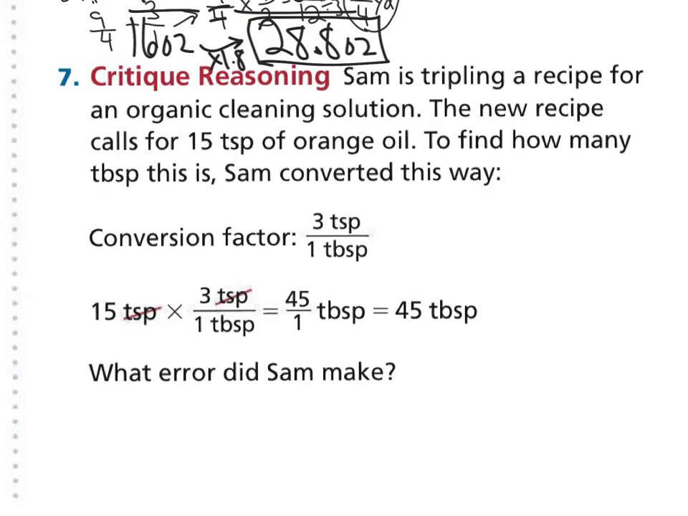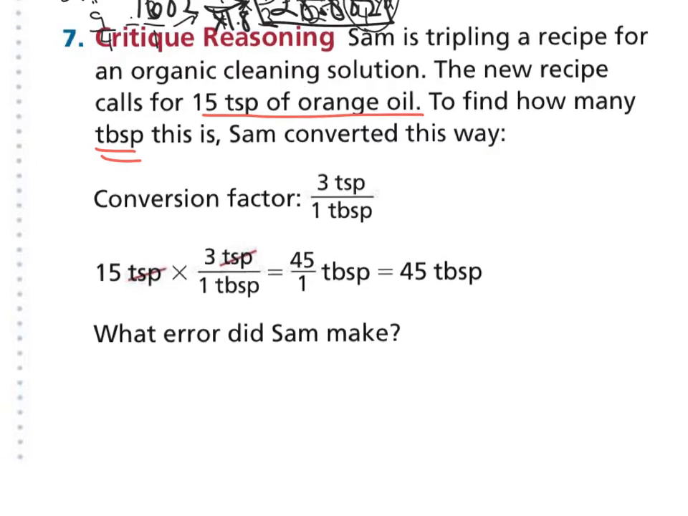Number 7, Sam is tripling a recipe for an organic cleaning solution. The new recipe calls for 15 teaspoons of orange oil. Find how many tablespoons this is. Sam converted this way. And what error did Sam make?